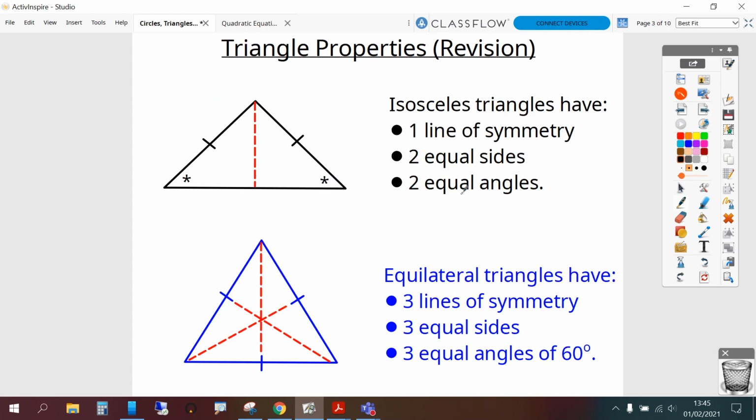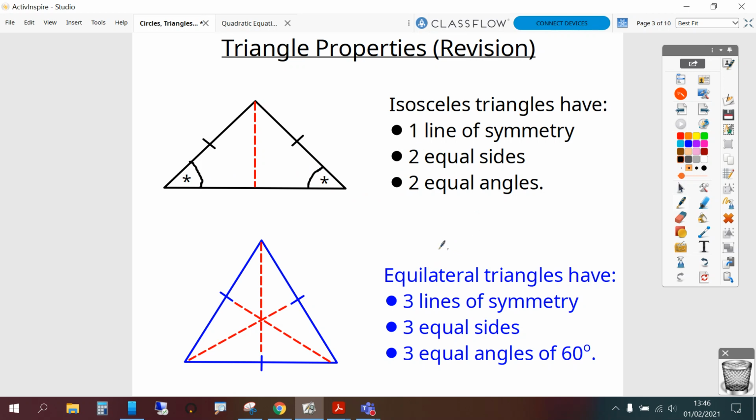We also need to know about a couple of triangles in particular, the isosceles triangle and the equilateral triangle. In the isosceles triangle on the top here, we have one line of symmetry coming down the middle. That's because we've got two sides the same length on the left and right, and also two angles the same size in the bottom two corners.